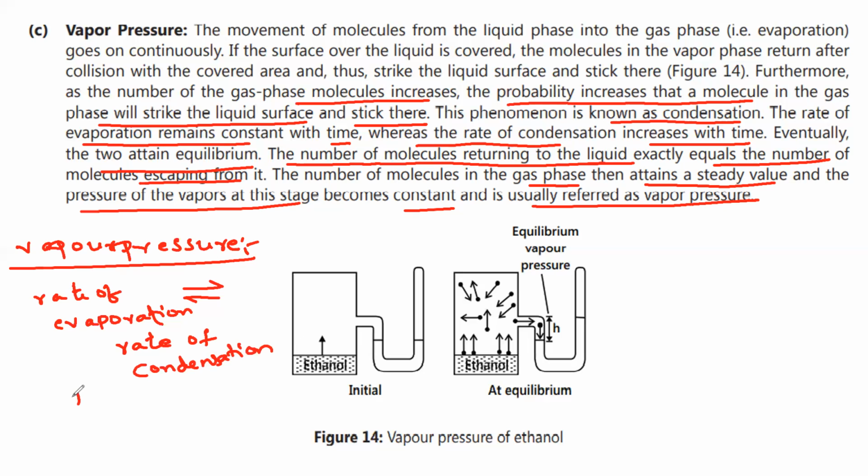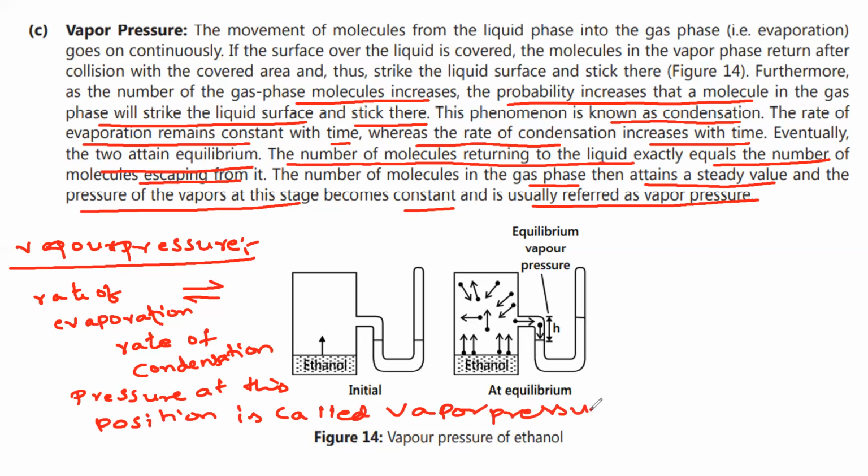Whatever pressure develops at this position is called vapor pressure. In simple words, if the rate of evaporation of the gas molecules is in equilibrium with the rate of condensation of the liquid molecules, the pressure at this position is called vapor pressure. Liquid molecules will be for condensation, gas molecules will be for evaporation.